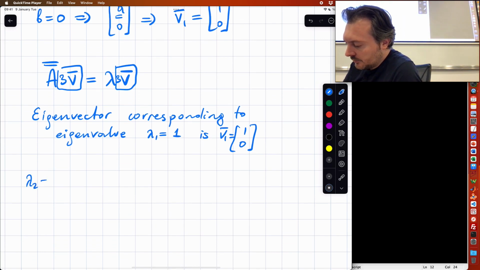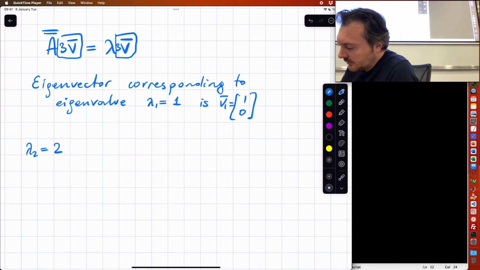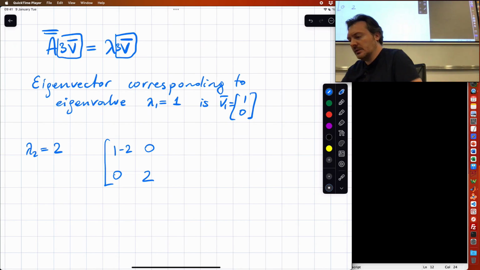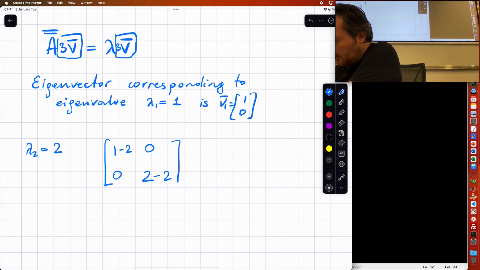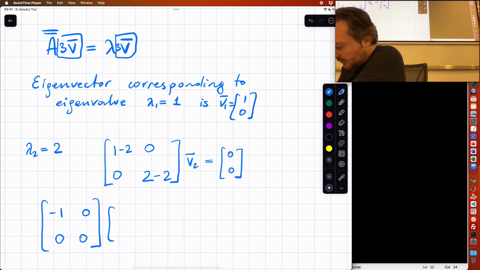For lambda 2 equals 2, do you remember? Lambda 2 equals 2. You again do this. You do 1, 2, 0, 0, but you subtract 2 from here, and you subtract 2 from here, and you are looking for a vector which will make it 0, 0. Okay? So what do we have here? Minus 1, 0, 0, 0. And then let's call it A and B equals 0, 0.